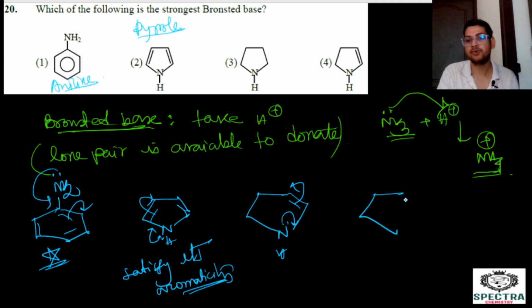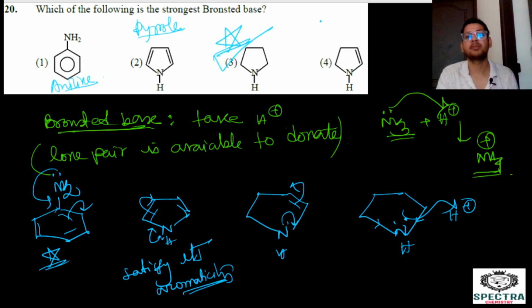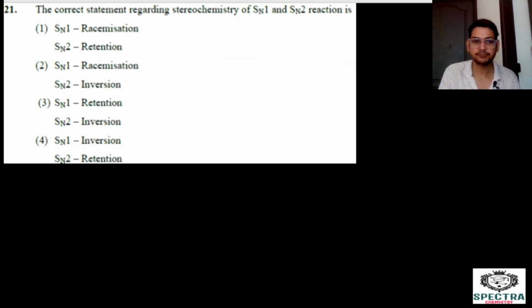But sir, in 3 there is no resonance involvement, and the lone pair is totally available. It can donate to H plus, and it can show the basicity. Option number 3 will be your answer. So easy, right? Okay, sir.